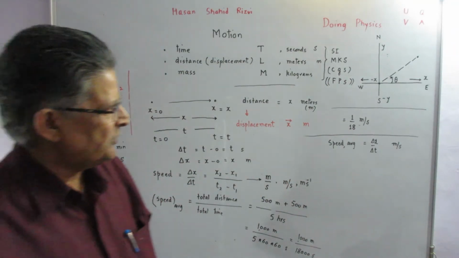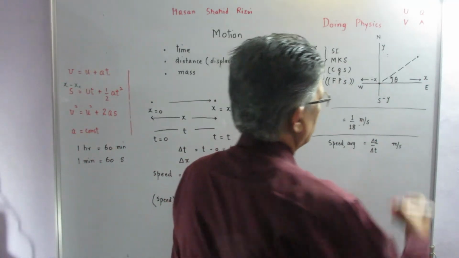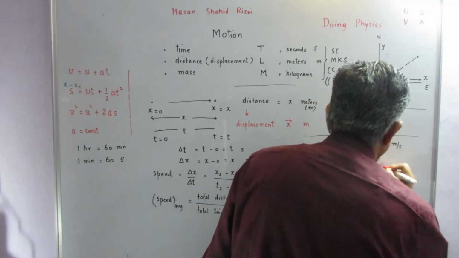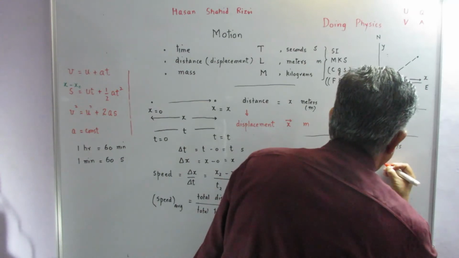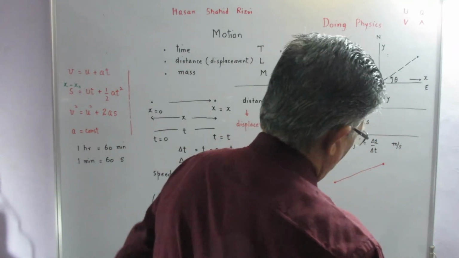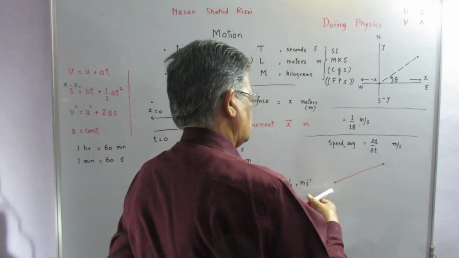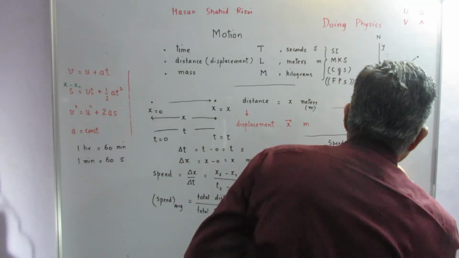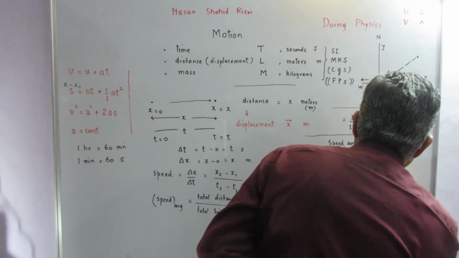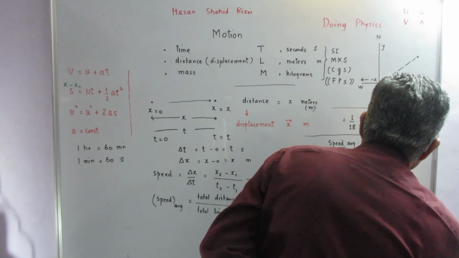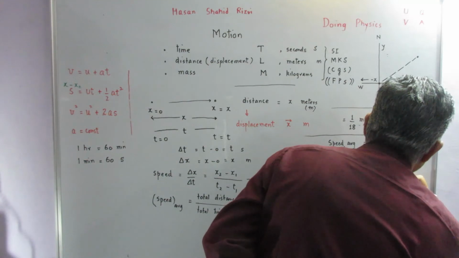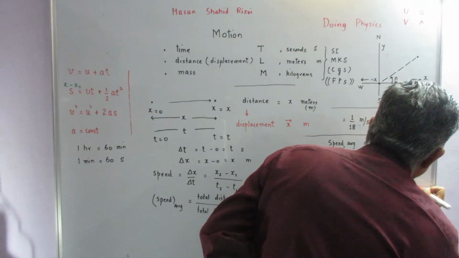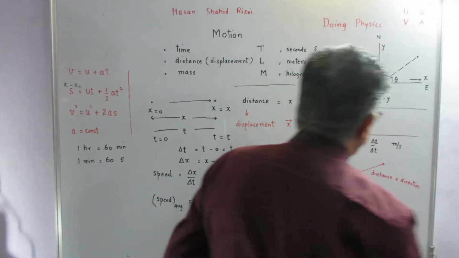One is the feature of distance, and the other is direction. Suppose this is the initial position and this is the final position of the object, and it is not along the x-axis or the y-axis, but in any direction. So the direction has to be specified, and this is distance plus direction.